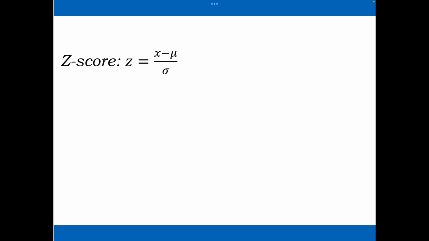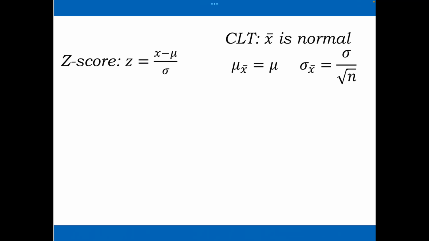In order to do that, we need to combine two ideas. The first is that of a z-score. You'll remember this from earlier in the semester, that our z-score is z equals x minus mu over sigma, where mu and sigma are the average and standard deviation of a normal distribution. But let's combine that with what we just learned about the central limit theorem. The central limit theorem says this average should always be normal, and that the average of the averages should be equal to mu, and the standard deviation of the averages should be equal to sigma divided by the square root of n. Well, if we put those two together, what you'll see is that z should equal x bar minus mu divided by sigma over square root of n.